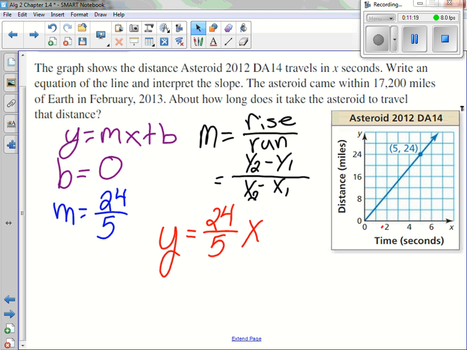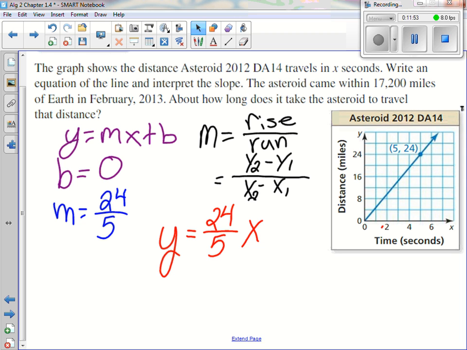Interpret the slope. So the slope is what? 24 over 5, yes? What is that telling me? That for every what? 24? Or we can say what? For every 5 seconds, it's traveled 24 miles, yes? For every 5 seconds that have passed, it has traveled 24 miles. Or it's traveling 24 miles in every 5 seconds.